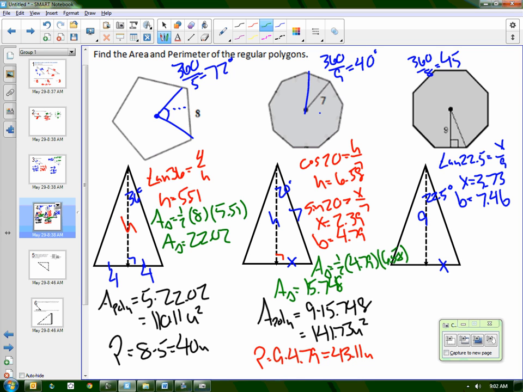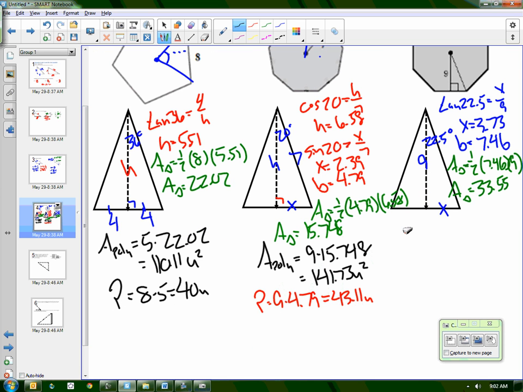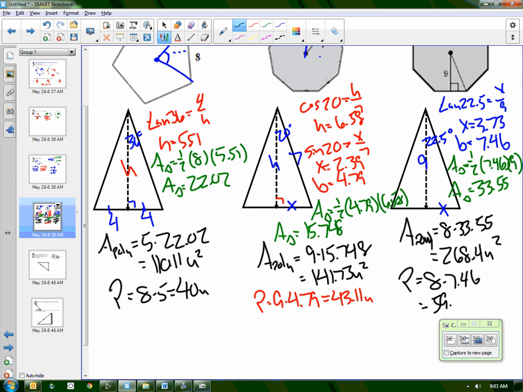To find the area of the triangle, you do 1/2 the base, 7.46, times the height. The height is 9. So the area of one triangle is going to come out to about 33.55. That's units squared. To find the area of the polygon, I need to multiply that by 8. So 8 times 33.55 comes out to about 268.4. That's units squared. And to find the perimeter, I need to take 8 of the bases. So 8 times 7.46 is going to come out to 59.68, and that's units. Whew, we're done with that.